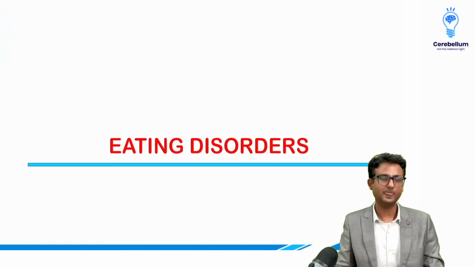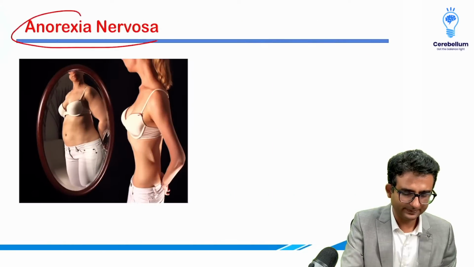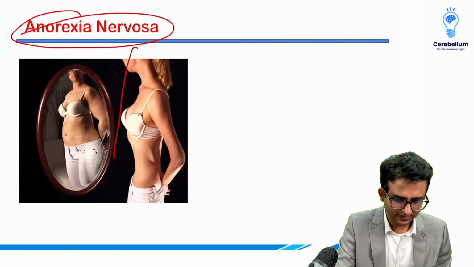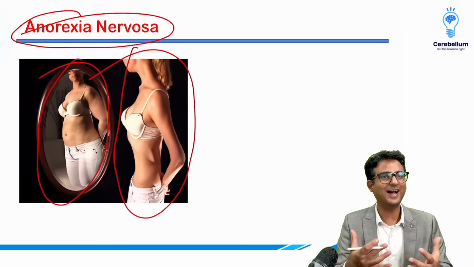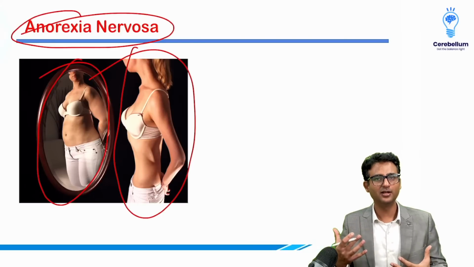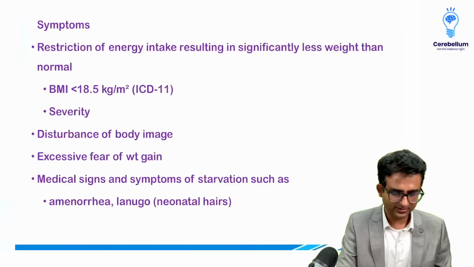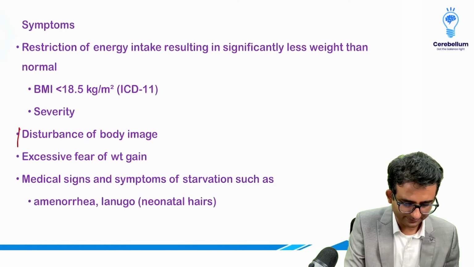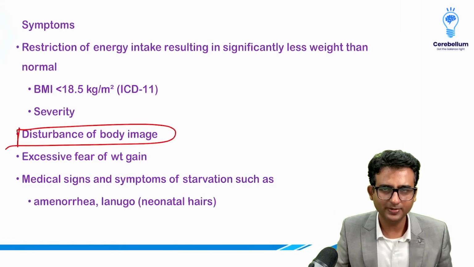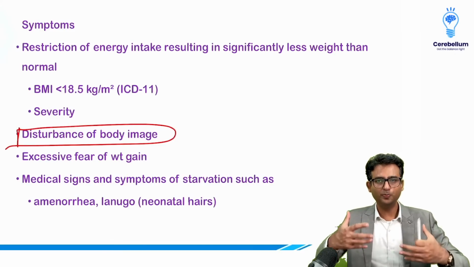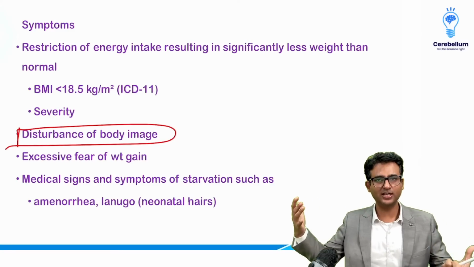चलो, eating disorders, right? Important is anorexia nervosa. Basically, a thin girl looks at herself in the mirror and what she sees is a fat girl. Basically, this is the body image disturbance. Body image क्या होती है? What is body image? How you perceive your body, right? When you look at the mirror, how do you perceive yourself?